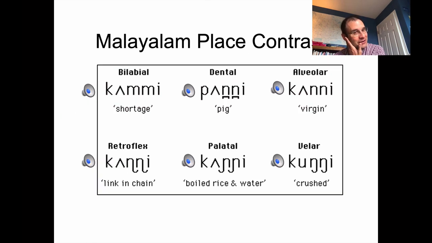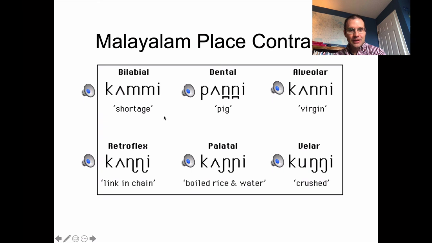Here's an example of a language called Malayalam, which has six different place contrasts for nasals, which is pretty cool. And there are Malayalam speakers around Calgary that I've encountered in this class and elsewhere every once in a while. So if you find one, maybe you can have them say these words for you, and you can let me know if you can hear all the differences. This is interesting because it has dental nasals, alveolar nasals, and retroflex nasals, which are all basically coronals in some sense. So see if you can hear the difference between them and also try to say the difference between them.